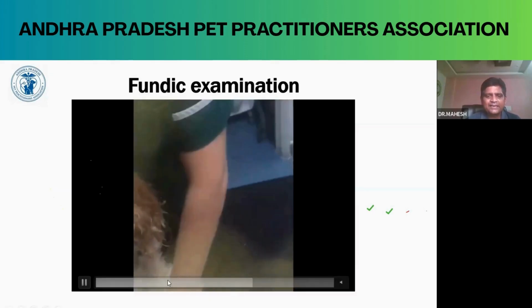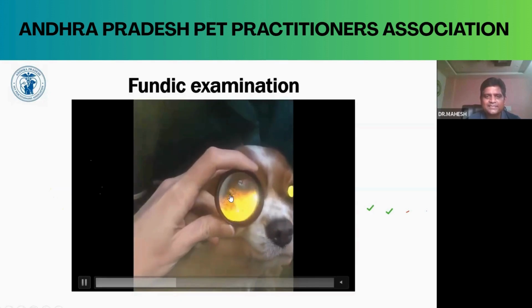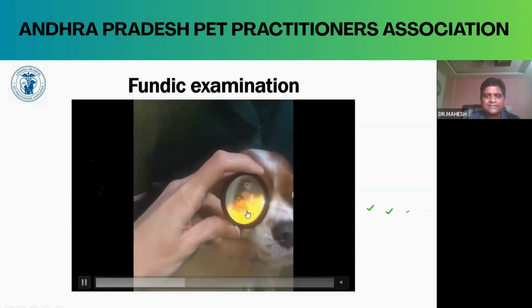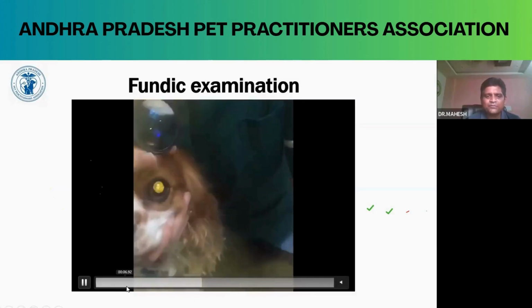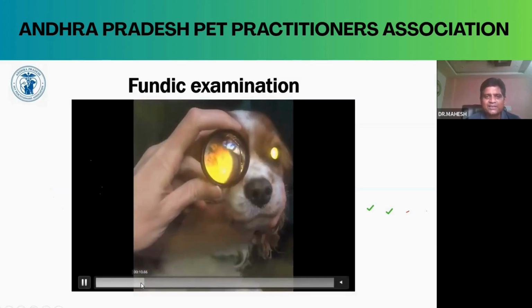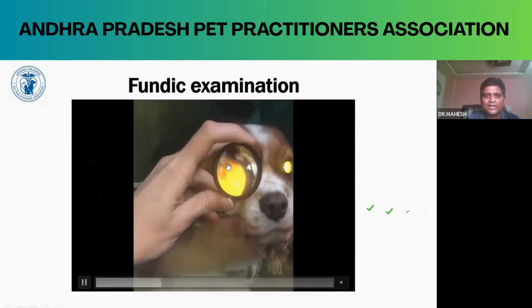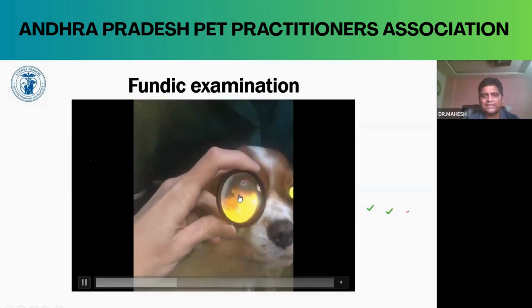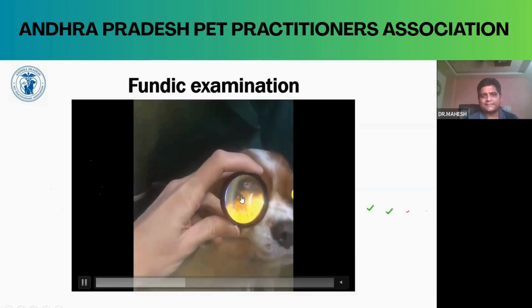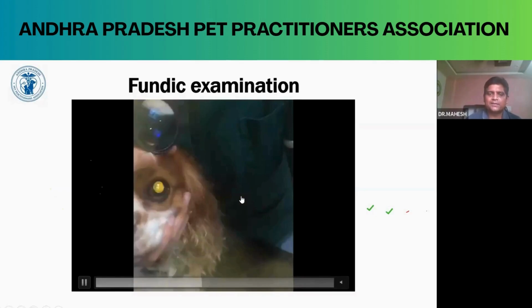And here in the right eye, we can clearly observe the optic disc, which has blood vessels. It's a white to pink color, the optic head, which we can observe clearly on the right side. The highly reflective area is the tapetal fundus, and the dark area is the non-tapetal fundus. At the junction, you can clearly observe the optic disc.